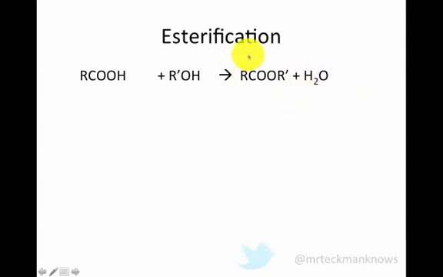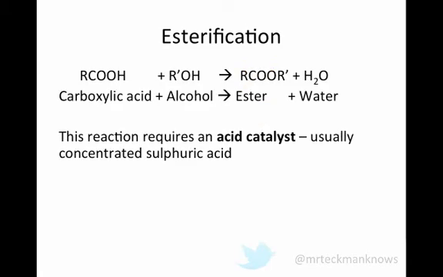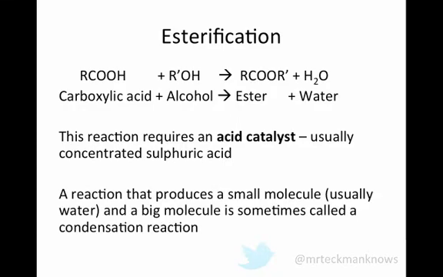This is how we draw an ester in a structural formula, but it's not a very clear way of seeing it. We always do this with an acid catalyst, usually concentrated sulfuric acid. And this is sometimes called a condensation reaction, which is a name for any organic reaction that makes a small molecule, like water, and a larger organic molecule, like an ester.